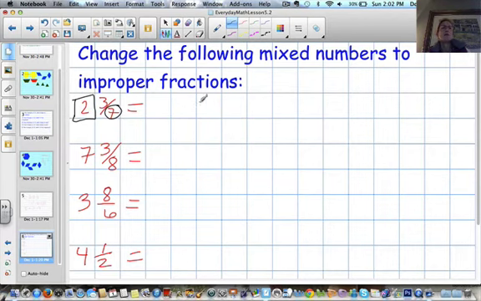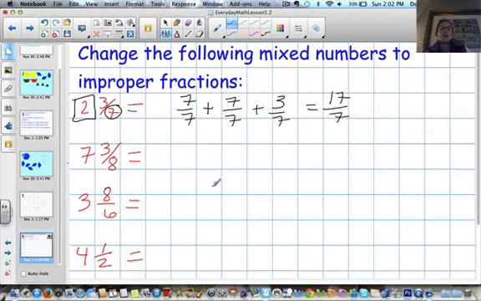So let's look at the number 2. And I can start by saying, well, I know that 7/7 equals 1 whole. So I've got 2 of those. So 7/7 plus 7/7 plus I have 3 left over right there, because I've got 2 whole and 3/7. And then I just simply add them up. I've got 7 plus 7 is 14 plus 3 is 17. So that equals 17/7.